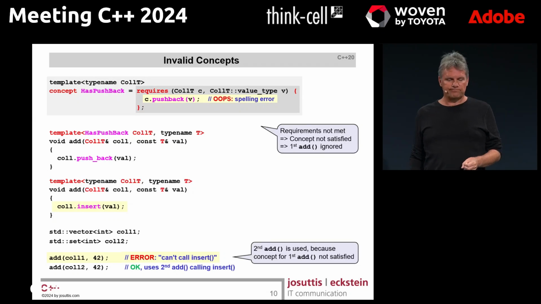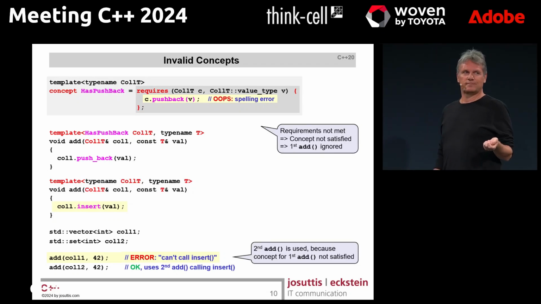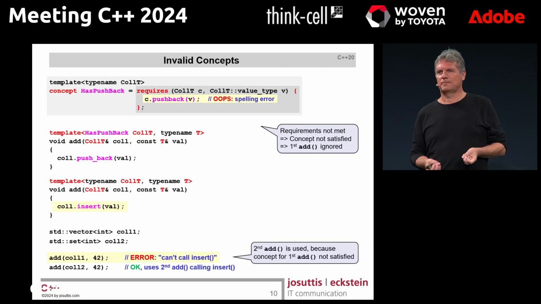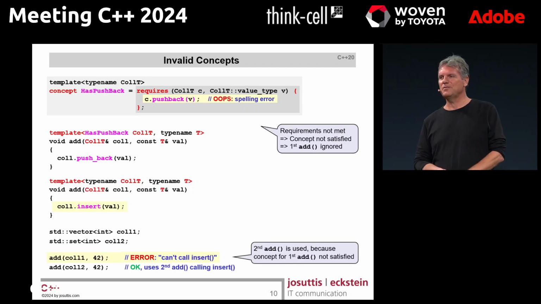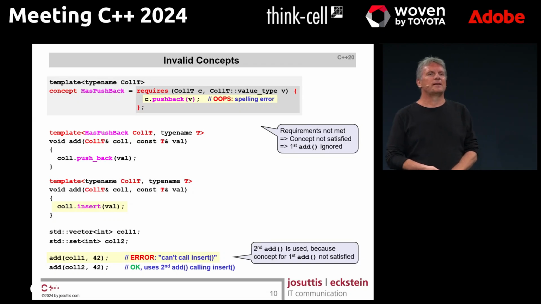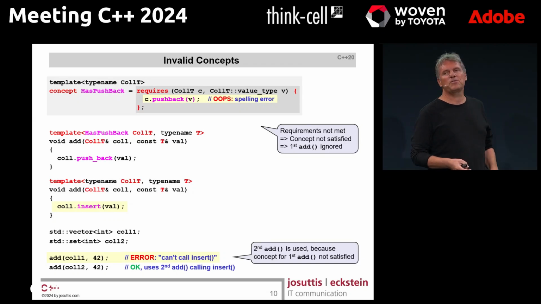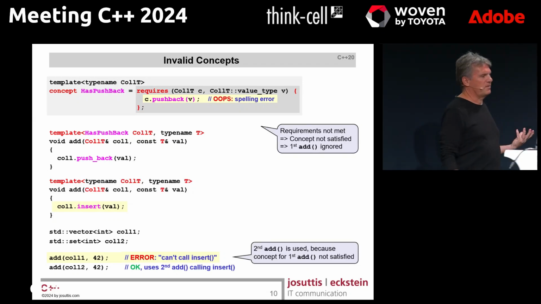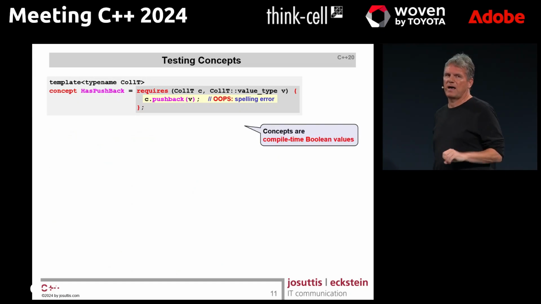Okay. How do I know that my concept works? Well, how do you know that code works? Testing, yes. You test. How do you test the concept? It's pretty easy to do that. The point is, requirements and concepts are compile-time Boolean values.